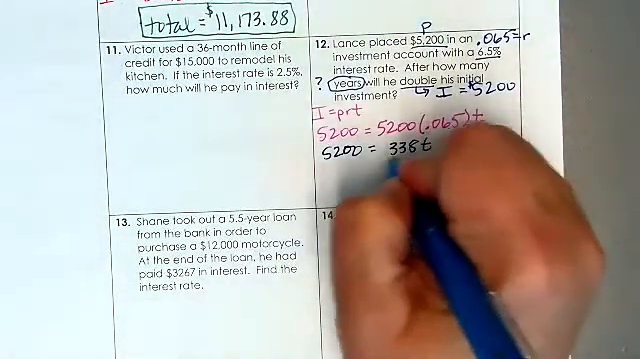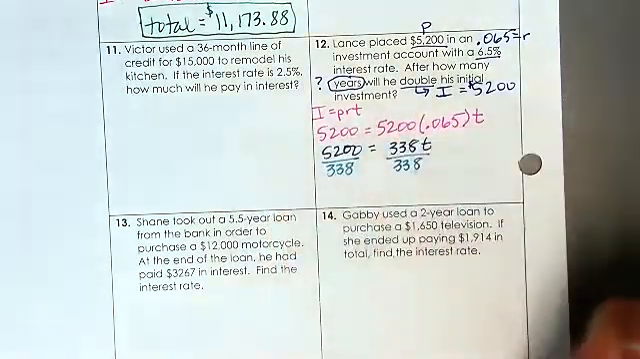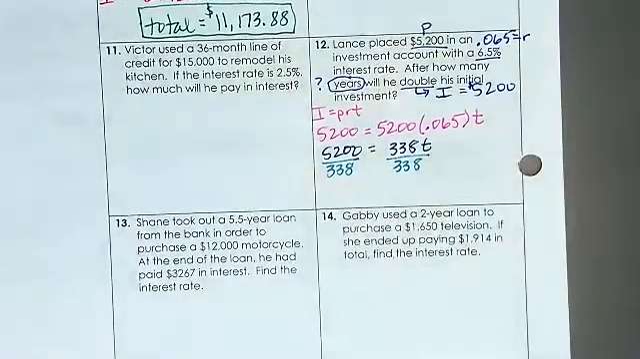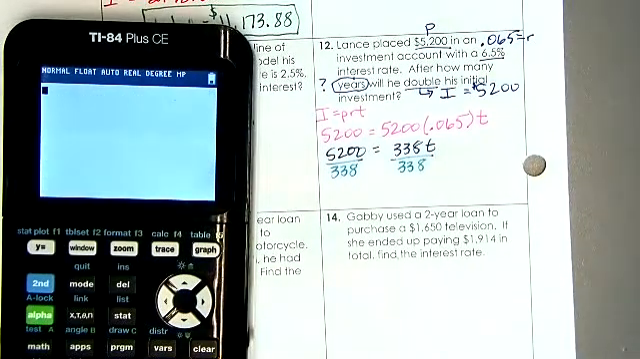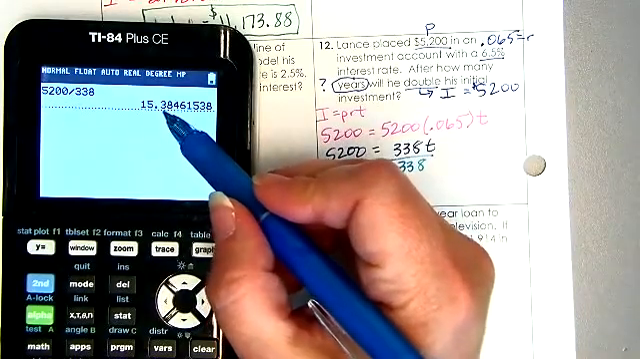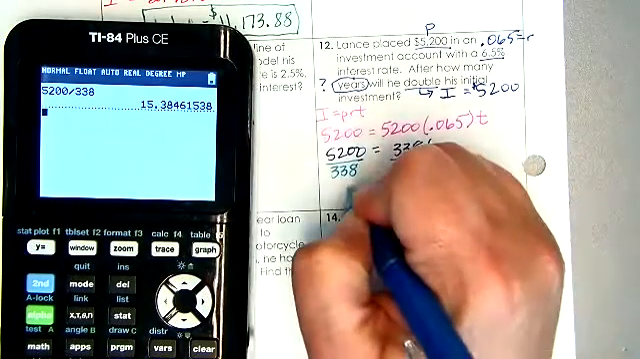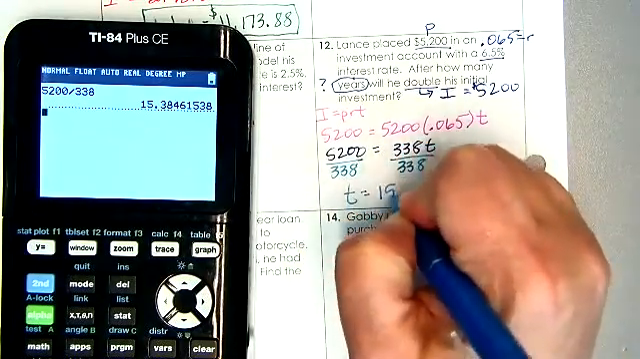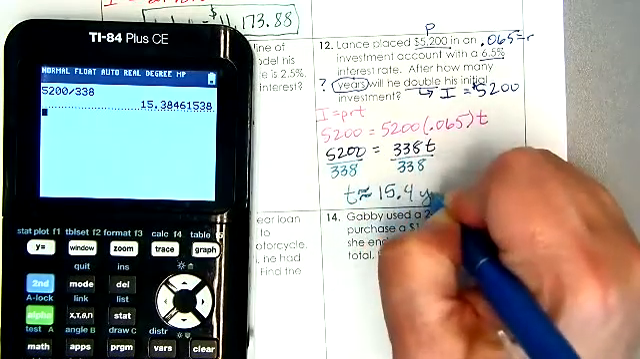And now we solve our equation. It's multiplied, so now I have to divide by 338 on both sides. So when I do that in the calculator, I'm doing 5,200 divided by 338, enter, and I get this long decimal. This is where we round to the tenth place, because I'm not talking about money. So this 8 causes the 3 to round up. So therefore, T is approximately 15.4 years.